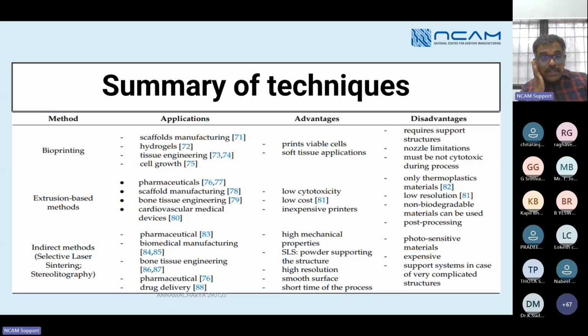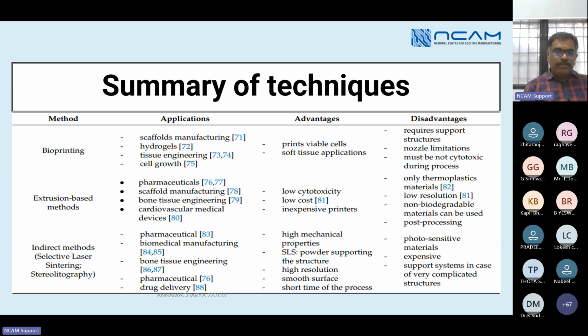Next, the extrusion-based methods: the applications are majorly pharmaceuticals, scaffolding, bone tissue engineering, and cardiovascular medical devices. These three are followed according to the applications. The major advantage versus bioprinting is low cytotoxicity, and it is very low cost, as I told you; very inexpensive printers are used. But extrusion-based printing has inaccurate resolution, and accuracy is very challenging. Only thermoplastics and non-biodegradable materials can be used, and post-processing is a very big challenge. In post-processing, the main structures get distorted, and extrusion issues are seen.